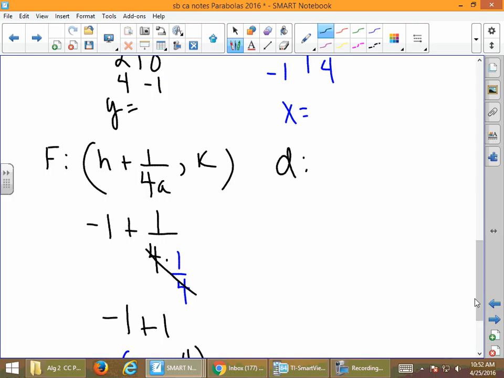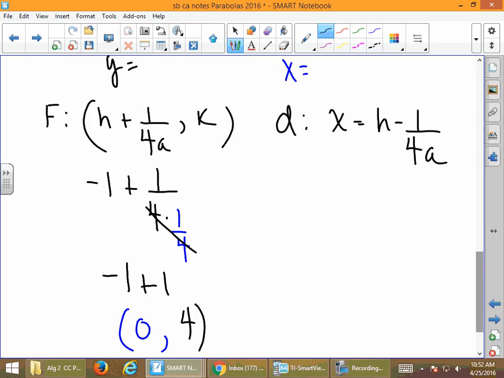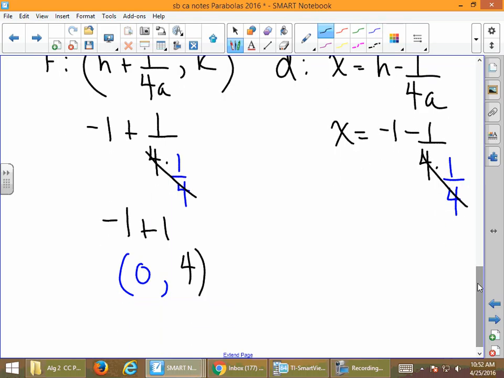But it's going to be x equals h minus 1 over 4 times a, which is x equals negative 1 minus 1 over 4 times the 1/4. So we end up with x equals negative 1 minus 1, which is x equals negative 2. Sure enough.